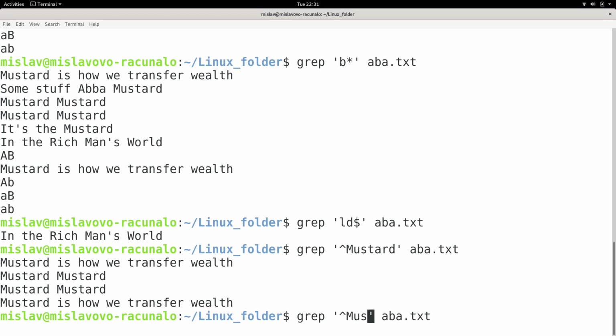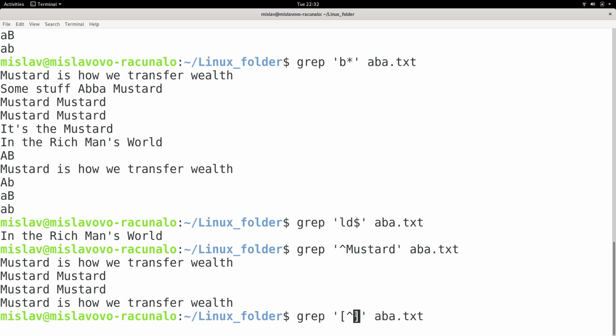Now, bracket expressions. We use square brackets. And if this character, which is used for the beginning of a line, is used as the first character in the bracket expression, we treat it as a negation, meaning match everything except the things in the bracket expression. And if that character is not the first character in the bracket expression, it is matched literally.